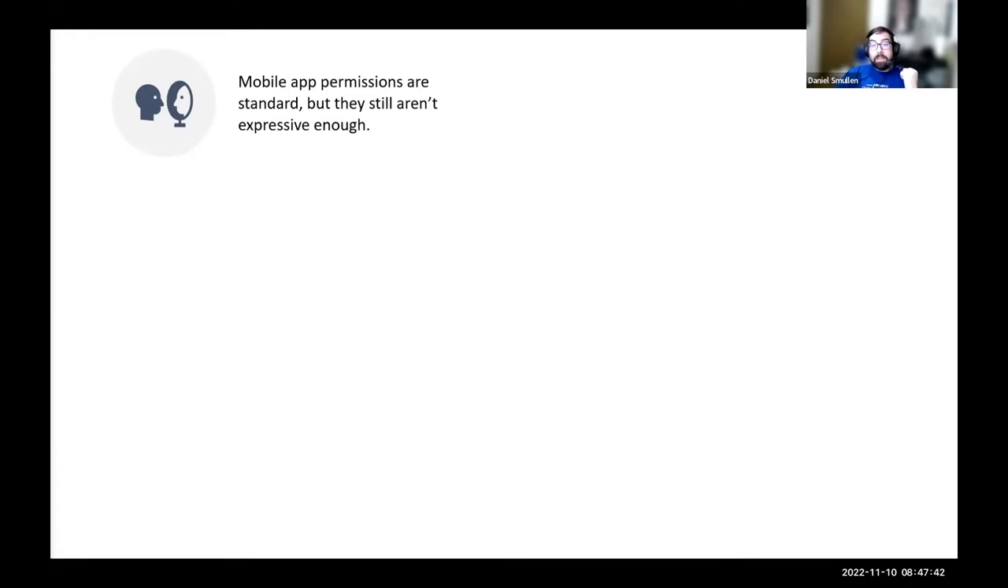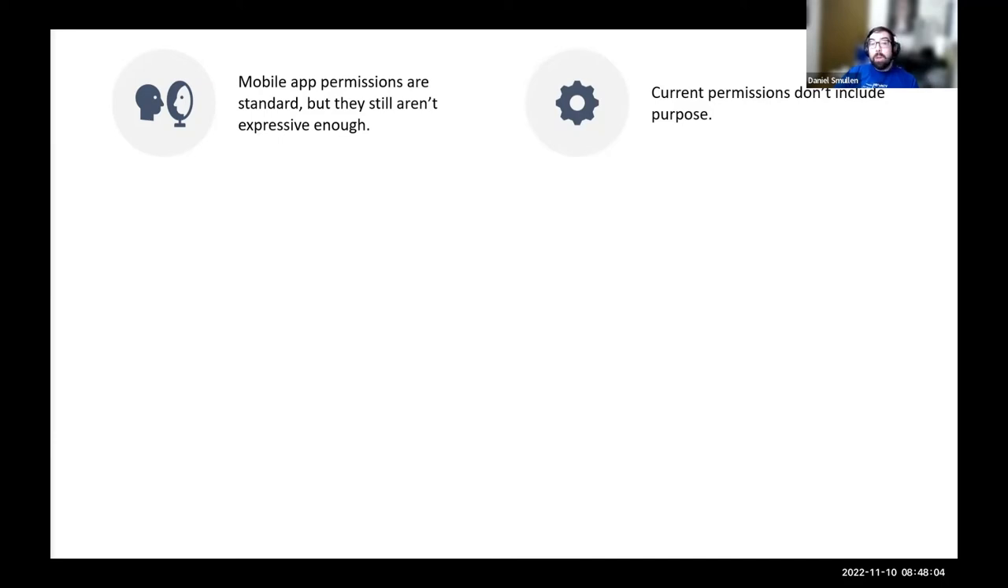Remember earlier on, I said that it would allow you to achieve lower burden and give people what they want more often. Well, that's true with mobile app permissions compared to, say, browser privacy settings, because those are all over the place. But mobile app permissions are standardized, but that's still not good enough as we saw, right? People have to click hundreds of times, never gonna work. But they don't even include purpose.